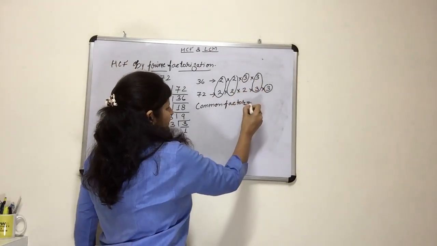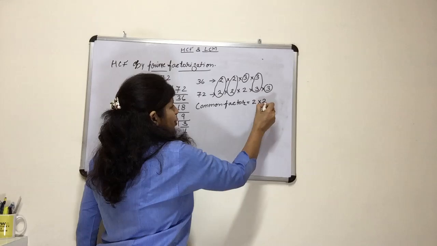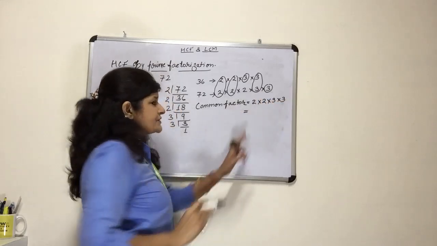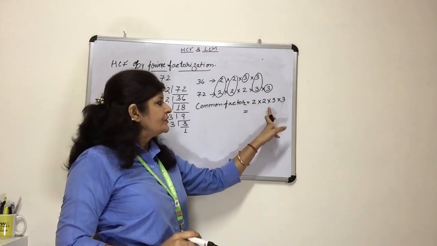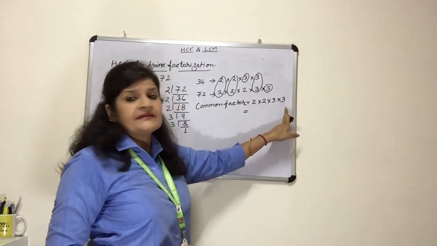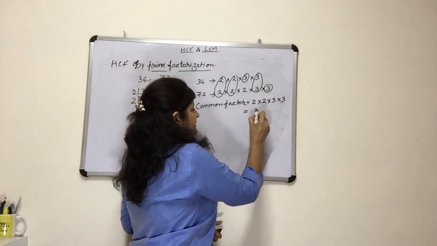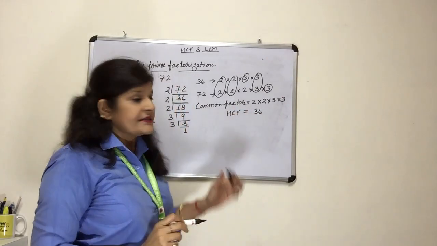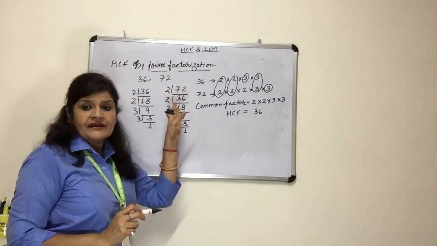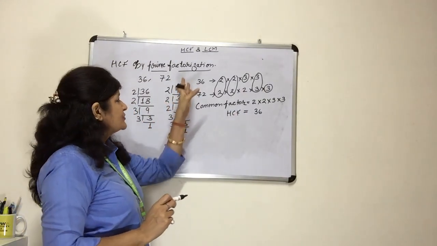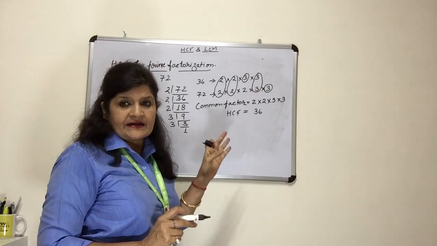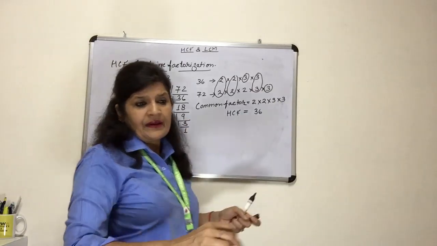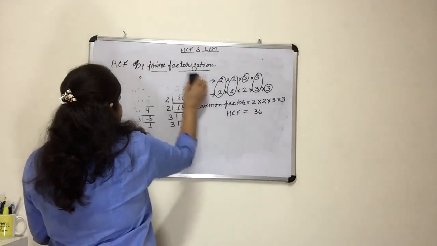So we will write these common factors 2 into 2 into 3 into 3. So 2 twos are 4, 4 threes are 12 and 12 threes are 36. So HCF is 36. This is the first method by which we find the HCF, that is highest common factor. Now one more example I'll take to make it more clear.